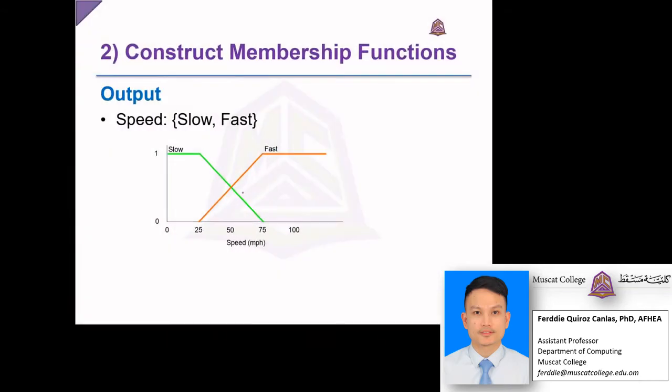Now for the driving, the membership function is very simple. We only have 2: slow and then fast, okay? So I discussed this last meeting. I'm only reviewing back for those who were not here last time. So we will now try to calculate later on, based on the inputs, what would be the driving speed of the driver based on this given diagram here.